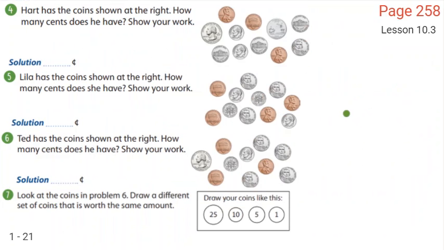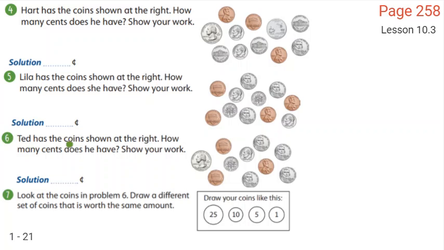You want to continue on with this on page 258. Number 4, Hart has the coins shown at the right. How many cents does he have? Show your work. Remember how we arranged from the highest to the lowest? Do that here. Same thing here. Number 5, Lila has the coins shown at the right. How many cents does she have? Show your work. Remember, start from the highest and go to the lowest.